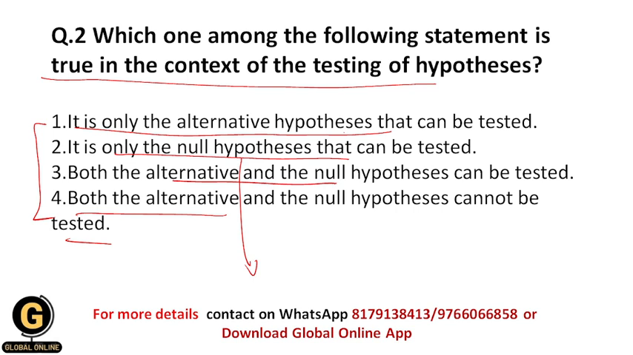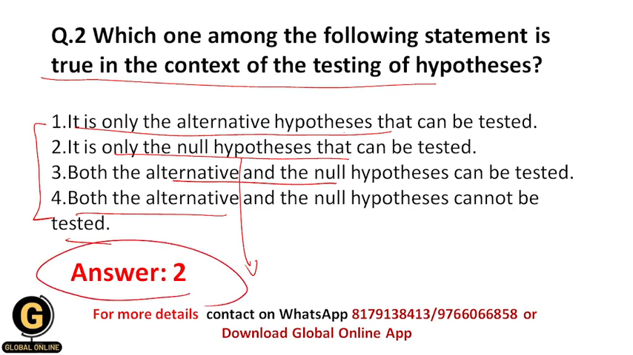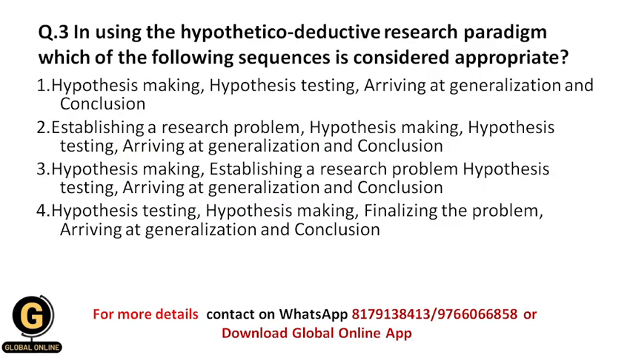And whenever we get the results and we should accept the null hypothesis, then in that situation we accept it. And whenever we reject the null hypothesis, then in that situation we automatically accept the alternative hypothesis. Okay, and that's why your correct answer should be 2, that is, it is only the null hypothesis that can be tested. Okay, next is, in using the hypothetico-deductive research paradigm, which of the following sequences is considered appropriate?